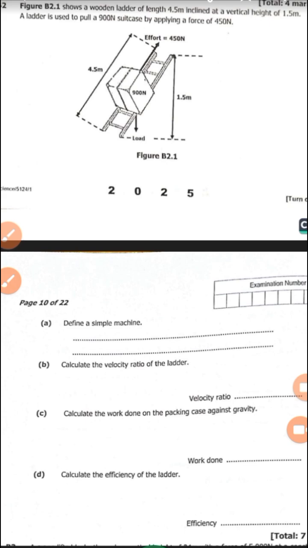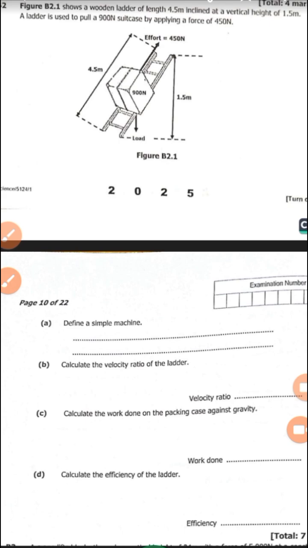simple machines. So here we have a diagram illustrating the load, which is 900 newtons, the effort, 450 newtons, the distance moved by the load, which is 1.5 meters, then the distance moved by effort, which is 4.5 meters. So question A says define a simple machine.